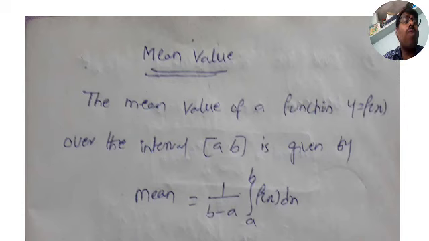The mean value of a function y is equal to f of x over the closed interval a to b is given by mean value, that is mean. Simply you can write mean is equal to 1 by b minus a integration a to b f of x dx. This is the formula for mean value. Let us go for problems, and you see guys, this mean value definition surely comes for 1 mark, because there are only 4 definitions in this chapter, and among the 4 you will get 3, and only 4 concepts are there, you will get 3 3-marks questions and 3 5-marks questions.